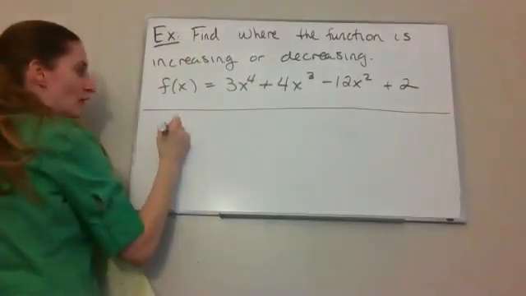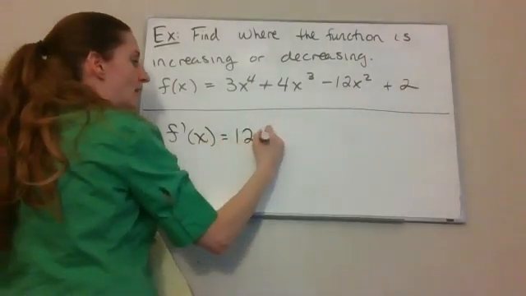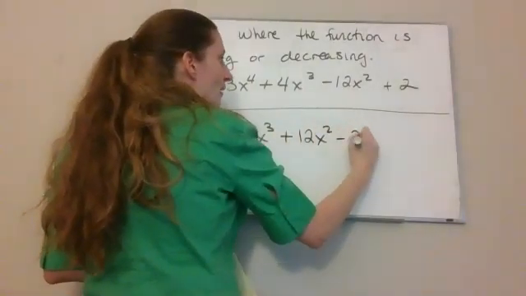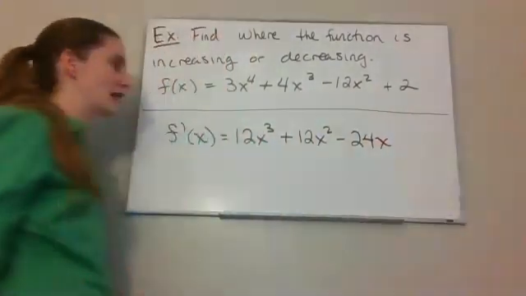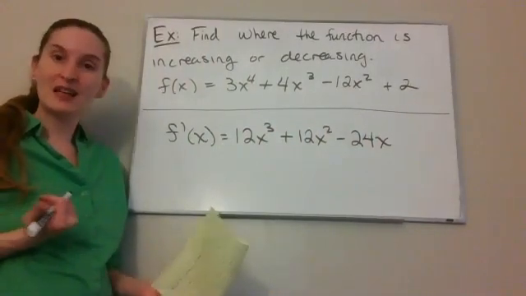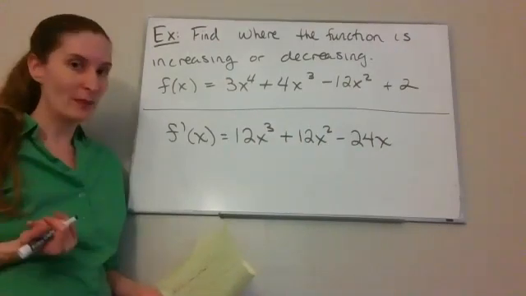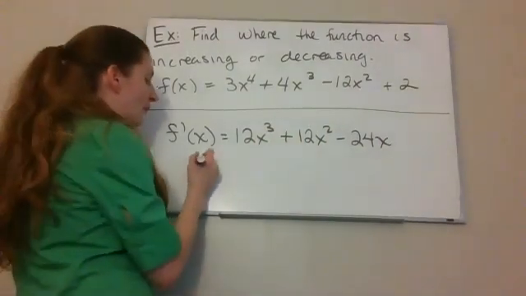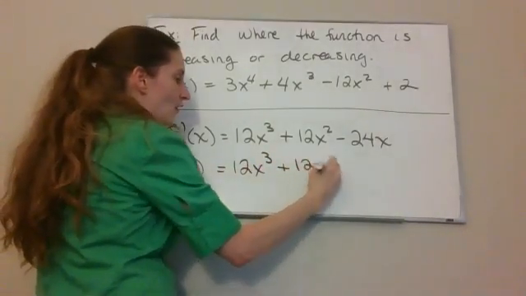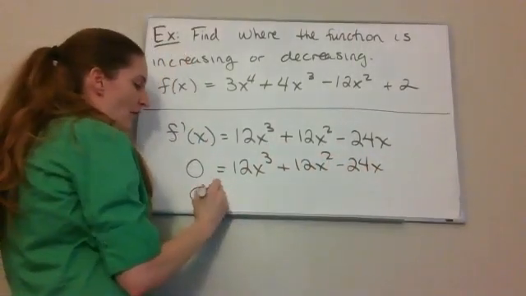Finding the derivative of this function just uses the power rule. I'm going to get 12x to the 3rd plus 12x squared minus 24x when I take my derivative. And then remember, the way I like to do it is set it equal to 0, find every place it's equal to 0 first, and then check pieces of the number line. So I'm going to set this equal to 0 and solve this equation. And I can solve that by factoring.